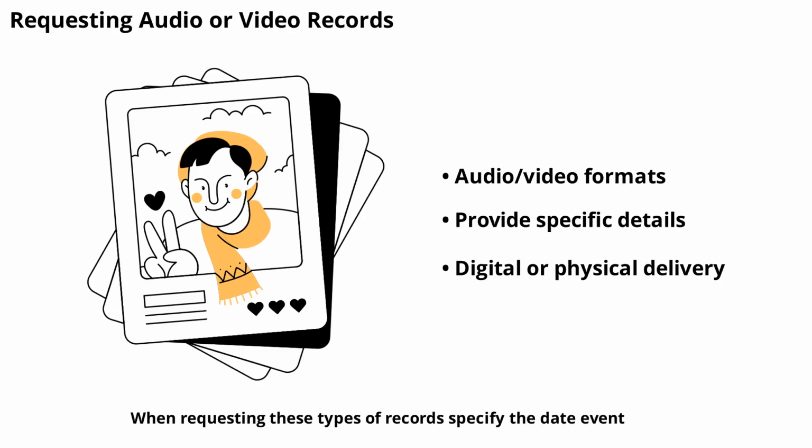When requesting these types of records, specify the date, event, or subject to help the agency locate the files. Delivery may be digital or on physical media, depending on the agency's capabilities.